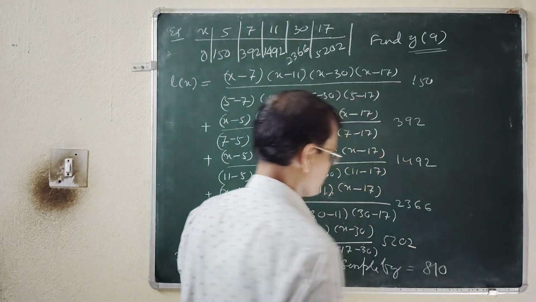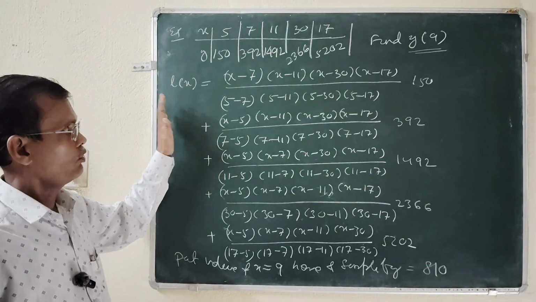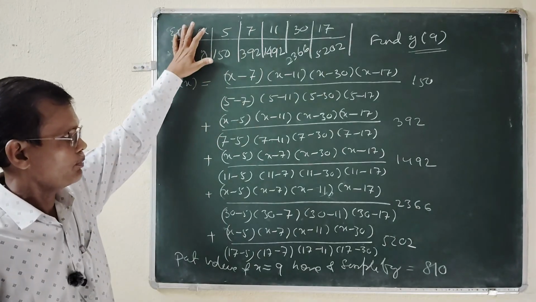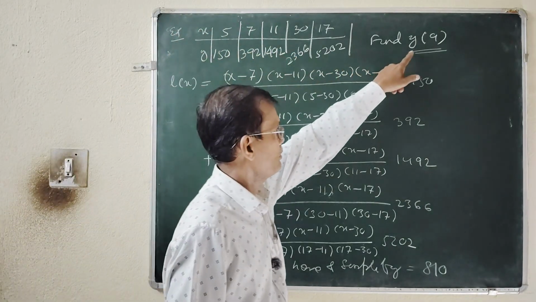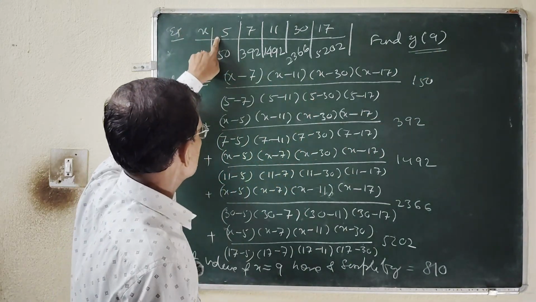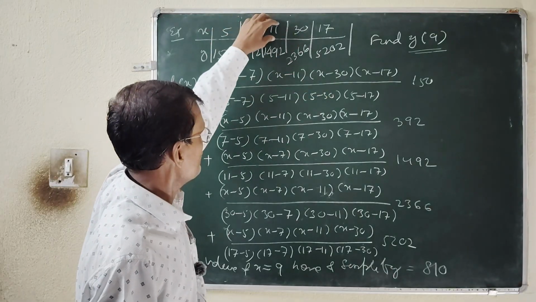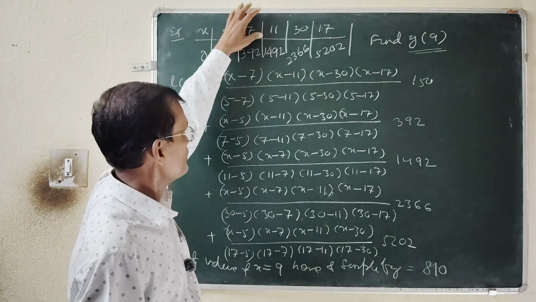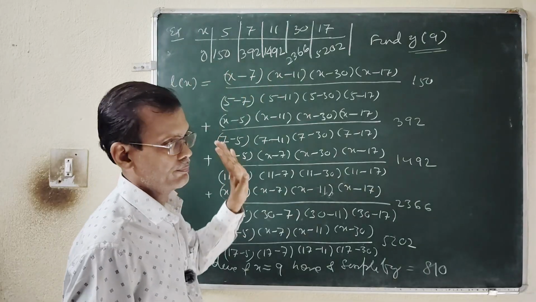That is 810. Okay. So this is the idea of how we apply the Lagrange interpolation formula to find the value of y for a particular x. The x is given from 5 to 17 and 9 is within that range of 5 to 17. That is why it is called interpolation, and for 9 we are calculating the value of y, right?